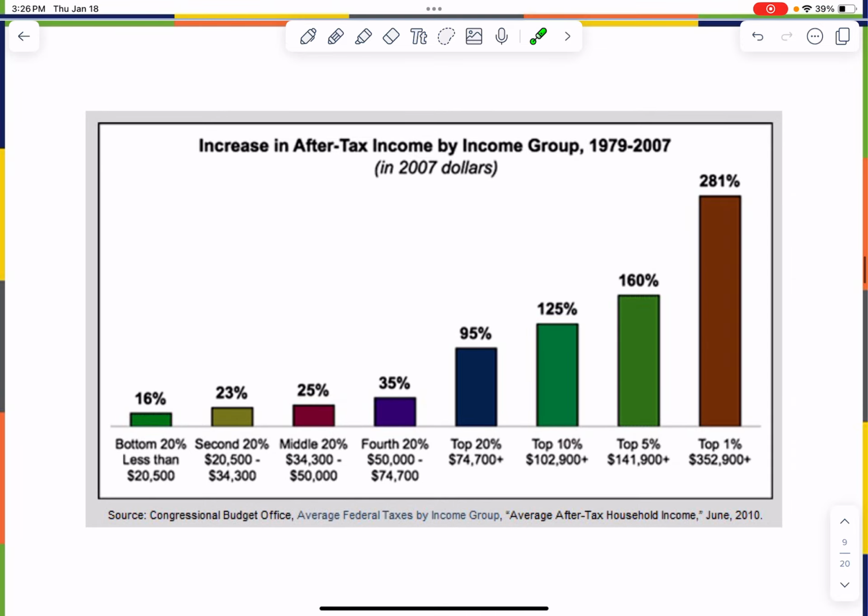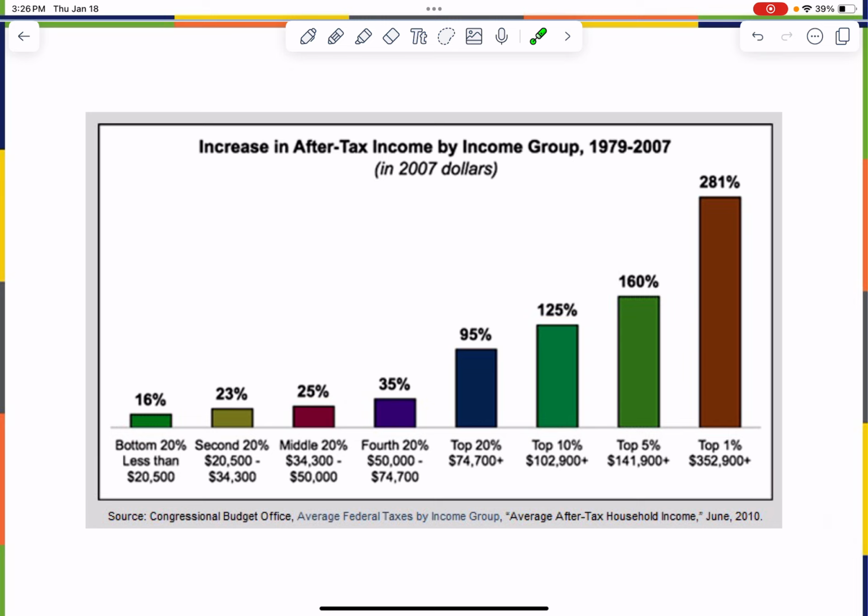Here's a bar chart. You have these categories. So this is the increase in after-tax income by income group. So you have different income groups. Here's the bottom 20 income group, the second 20 income group. See, so they've divided everybody into 5 groups. The top 20. Let's see now, 1, 2, 3, 4, 5. Top 20%. And then top 10%, top 5%, and top 1%. Right. Okay. So anyway, there's their percent increase.